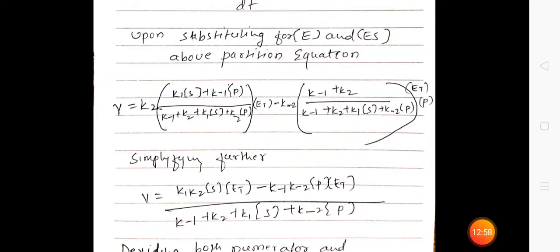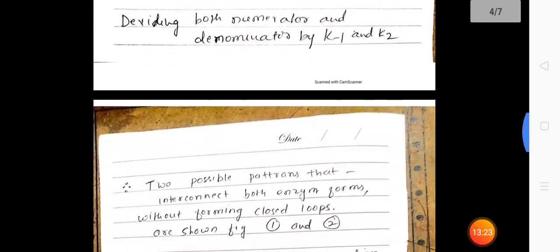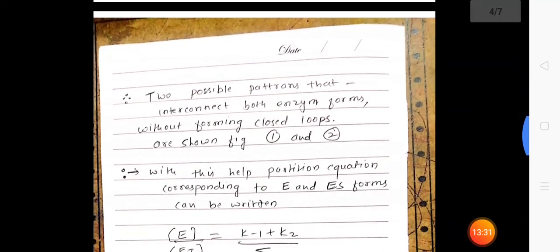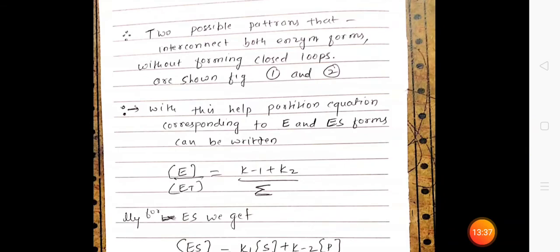Further simplifying these two equations, overall we find the velocity is k1 k2 into substrate concentration into total enzyme concentration minus k minus 1 k minus 2 into product concentration into total enzyme concentration, divided by k minus 1 plus k2 plus k1 into substrate concentration plus k minus 2 into product concentration. Dividing both the numerator and the denominator by k minus 1 and k2, we get the equation. There are two possible patterns that interconnect both enzyme forms without forming closed loops.